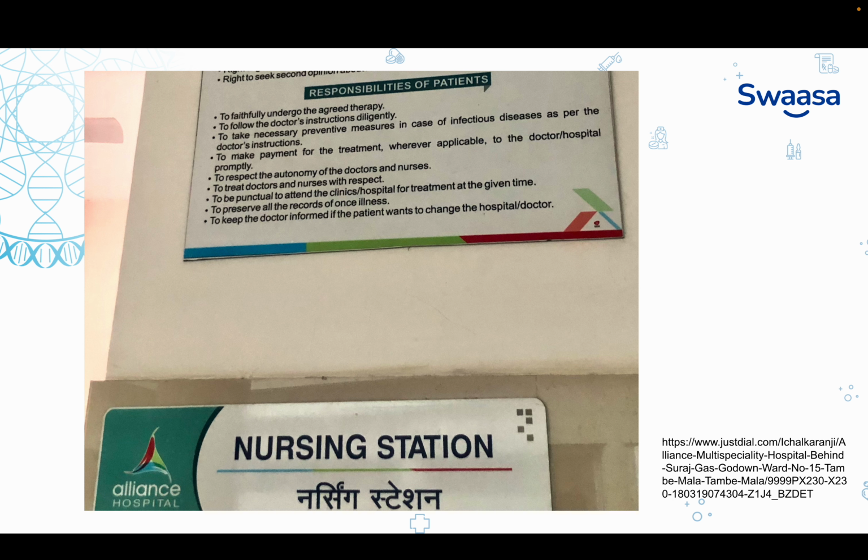The next one is to respect the autonomy of the doctors and nurses. A lot of times there are many ways which are used to treat patients. Different doctors or nurses may have different ways of doing a particular thing. There can be different ways of doing particular things in specific sequence. So I think what this hospital specifically is saying is that patients should be responsible enough to give that autonomy to doctors and nurses. Let them do their job.